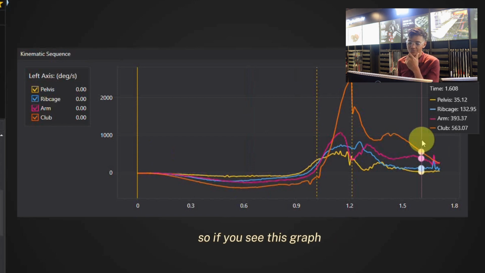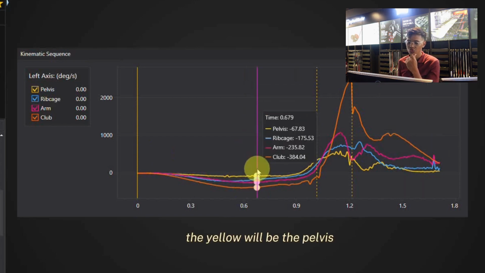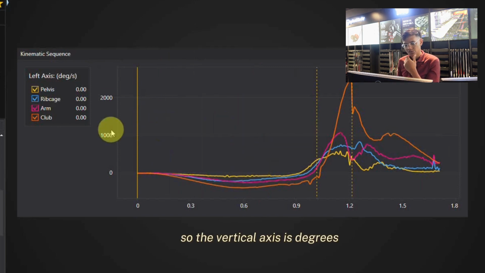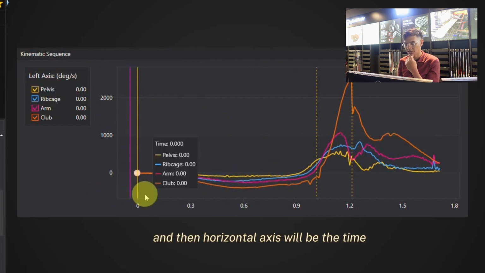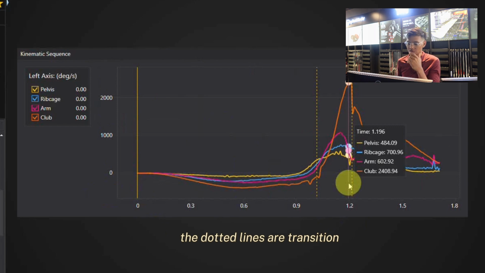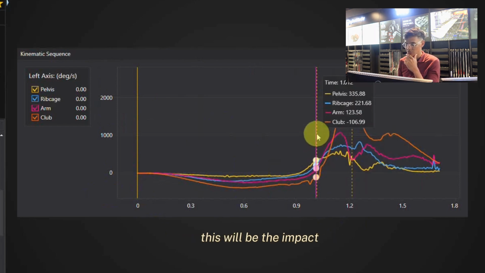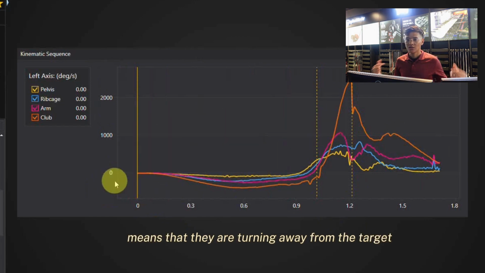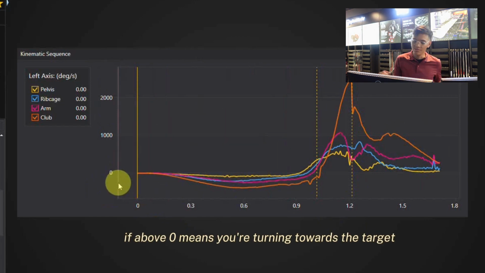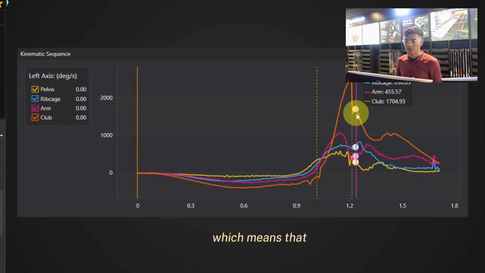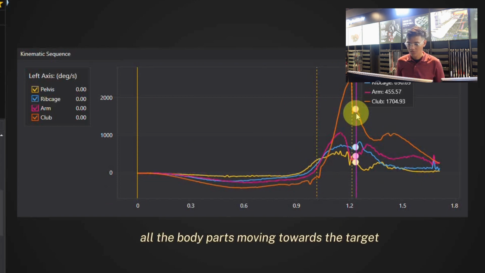If you see this graph, the yellow is the pelvis, blue is the rib cage, pink is the arm, and orange is the club. The vertical axis is degrees per second, and the horizontal axis is the time. The dotted lines are the transition, the top of the swing, and this will be the impact. If numbers are below 0, it means that they are turning away from the target. If above 0, you are turning towards the target. So if you can see, after the transition they are all above 0, which means that all the body parts are moving towards the target.